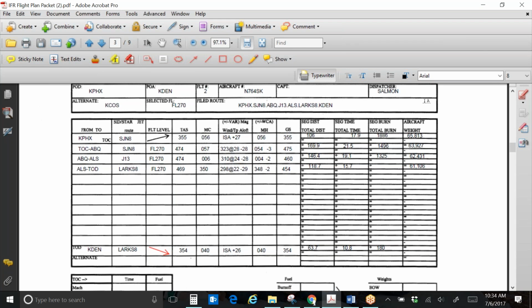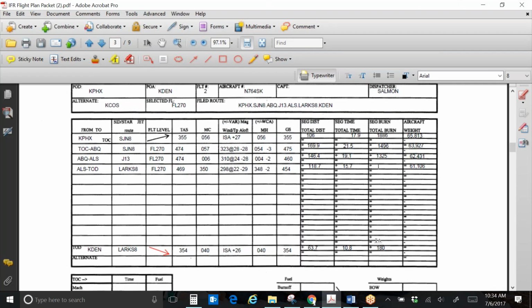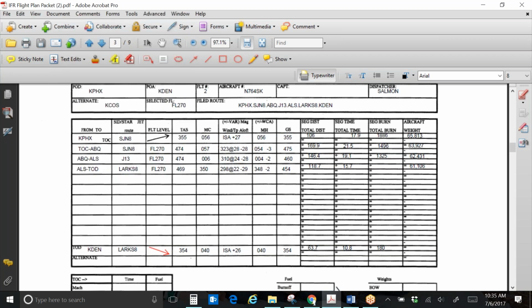Then the total burn here, if I'm burning 4092 per hour, 4092 divided by 60, 68.2 pounds per minute, times that by 15.7 minutes. That'll be a burn of 1,071. We'll round it up.